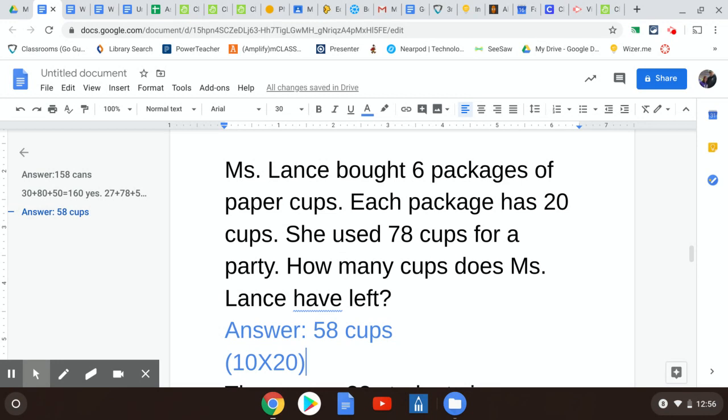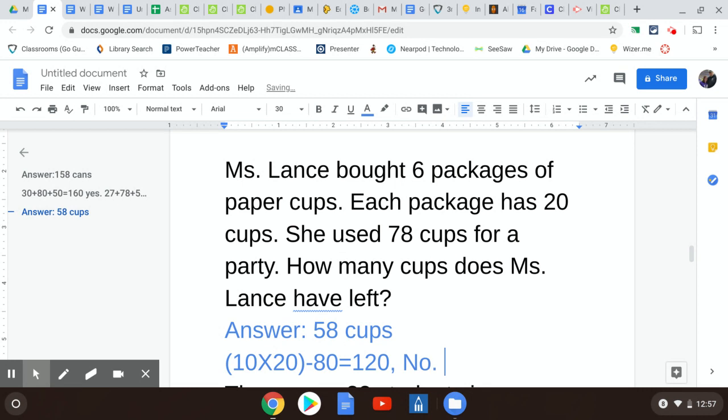And then it says she used 78 cups for the party. Round that up is 80. So when we do this, you have 10 times 20, which is 200, minus 80, which is 120. Okay, and that would not be reasonable, so we would be no.